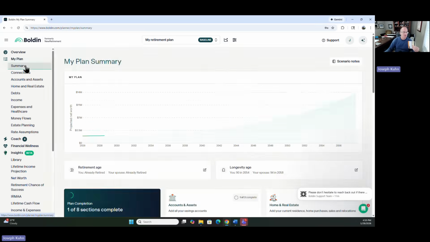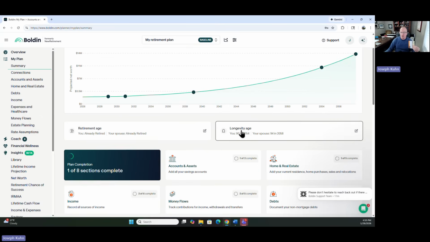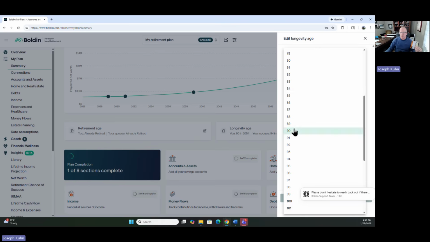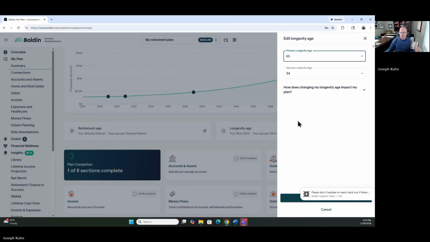So I'm going to go down here into summary. And I'm going to change my longevity age. See, I've got myself at 90 and my spouse at 94. Let's just be dramatic here. And let's just say, hey, I'm going to die at 65. What's that do to the plan? I want to cancel that. How does this change my plan?